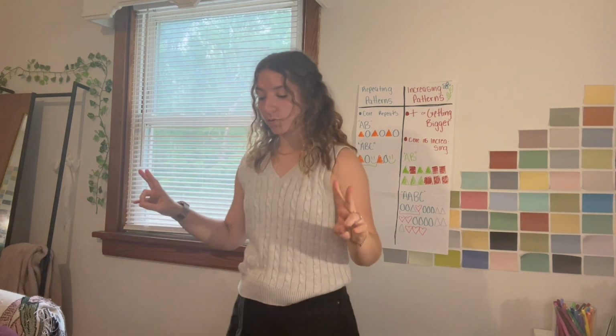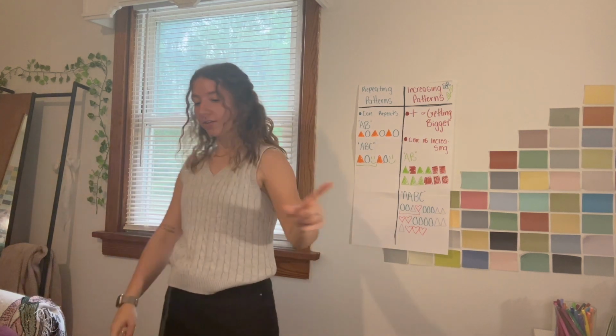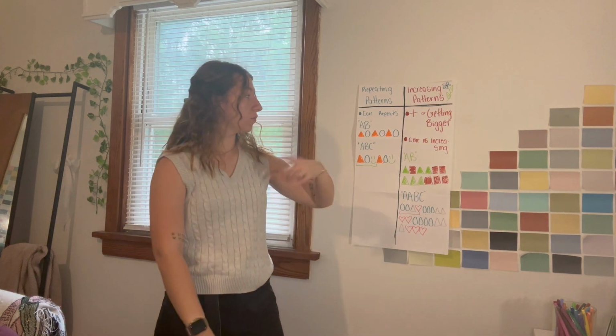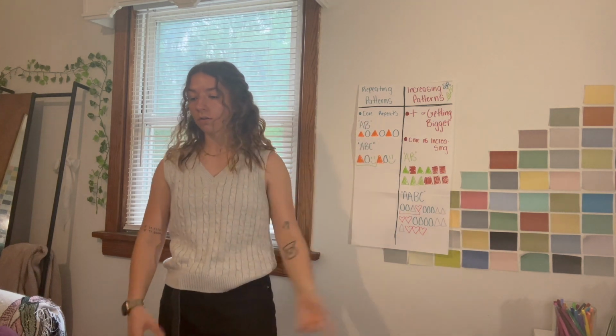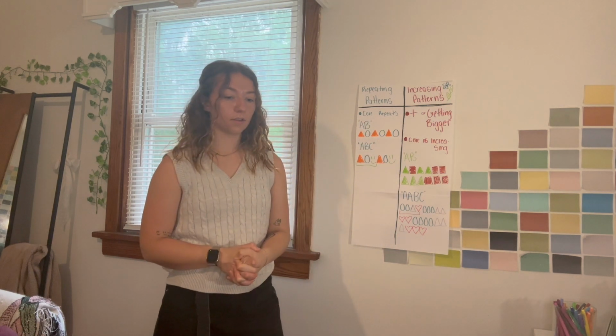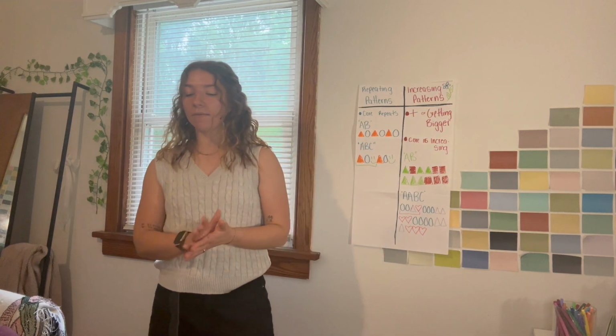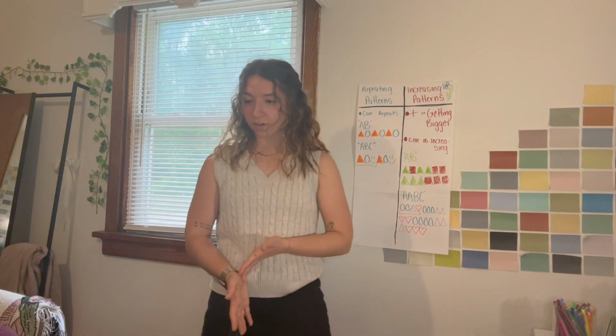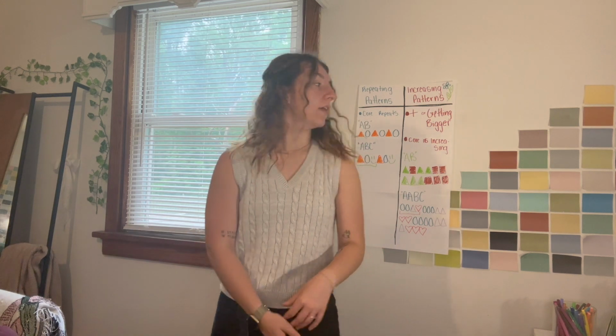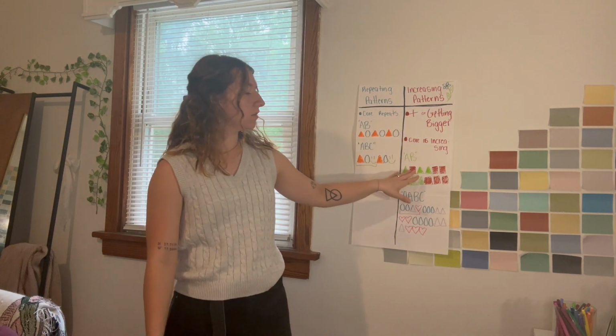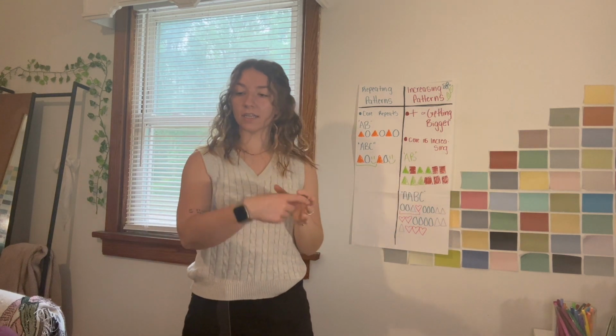All right, so I just want to recap. What are the 2 types of patterns we learned? Yes, repeating and increasing. What is a repeating pattern? What happens to the core? That's right, it continues to repeat and repeat and repeat, right? It goes the same over and over and over again. All right, what happens in an increasing pattern? What happens to the core? Yes, Olivia. That's right. The pattern continues to increase, right? The core, it increases and increases.